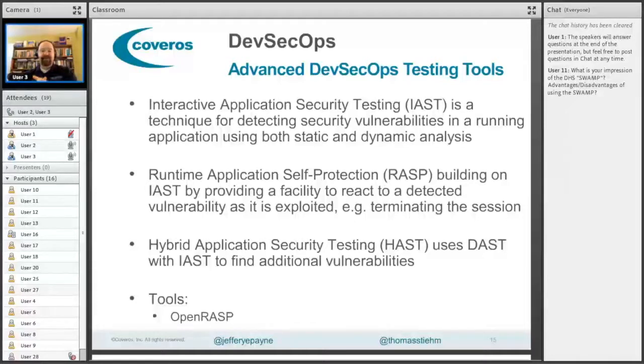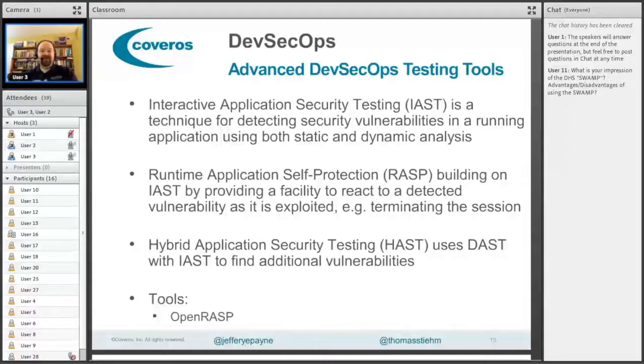Runtime application self-protection is using the same idea as IAST to have an agent watching your application as it runs, but then you set it up and configure it to, if it detects a vulnerability being exploited, do something about it, like terminate the session for the user that seems to be trying to do a SQL injection attack, and then not letting that user log in again.